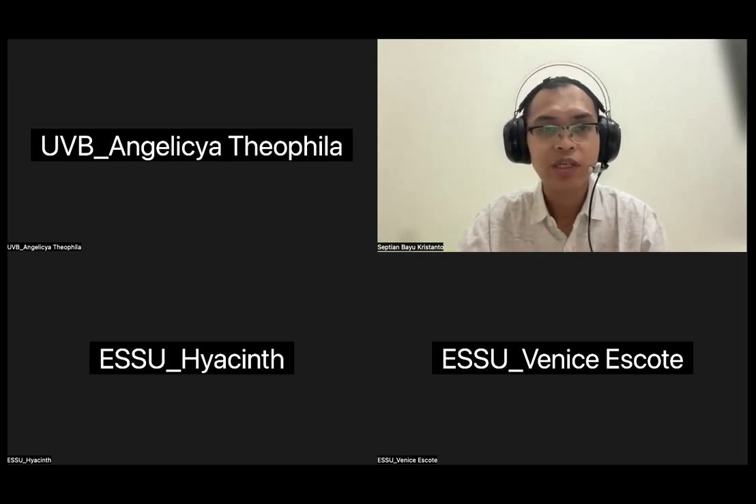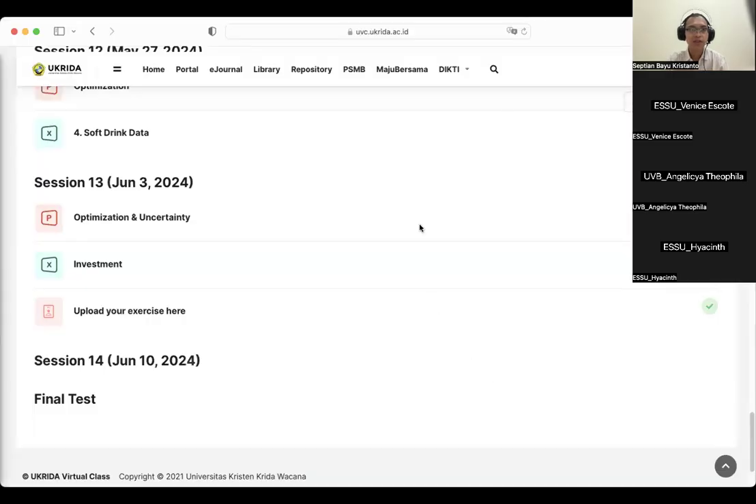Today's session is session 13, and I put the material in here for optimizations and uncertainty. This is continuing from the last meeting where we talked about optimizations, and we had some exercises, but there was no submission for your exercise. The submission should be in these sessions because we will combine how to optimize your data and create some analysis in the event of uncertainty.